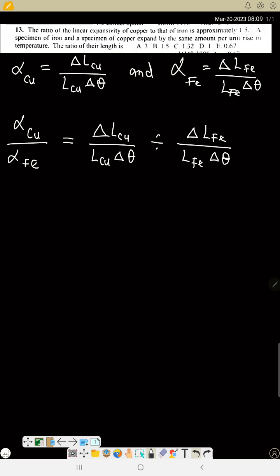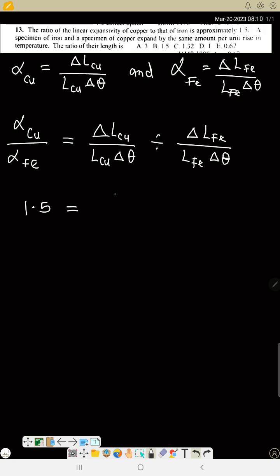So if we have this now, so continue with the question. So we have a specimen of iron and a specimen of copper expand by the same amount per unit rise in temperature. So now if they expand by the same amount, that means the change in length of copper will be the same thing as the change in length of iron. This change in length will be equal. Also the temperature will be equal. So but let's change division to multiplication. So now this is 1.5. The ratio of copper and iron, the linear expansivity is 1.5, is given in the question.